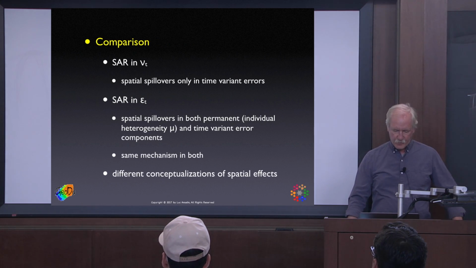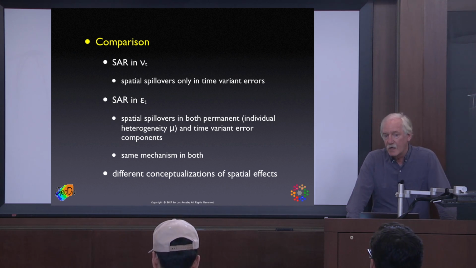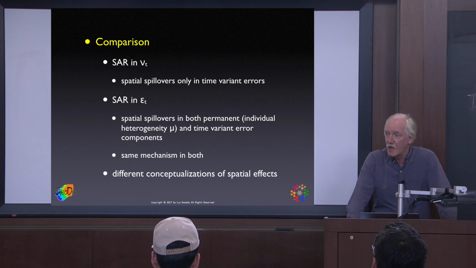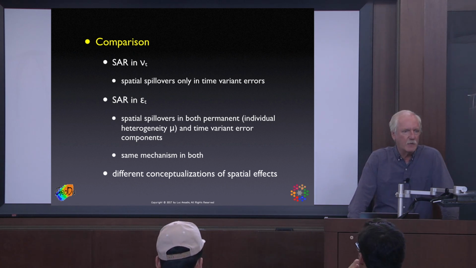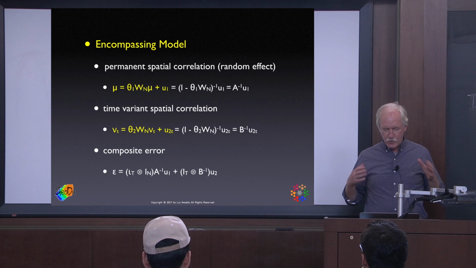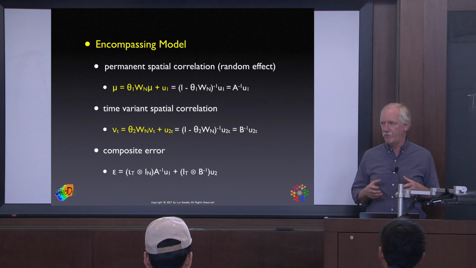And then, so what difference is this? As I mentioned, in the classic specification, the spatial spillovers are only in the time varying errors, and in the second specification, they're both in the random effect, the individual heterogeneity, as well as what is left. And so there's really two different ways of thinking about spatial effects. Which one is better? That's an empirical matter, right? And I should point out, this is about the error term. This is not about the model itself.